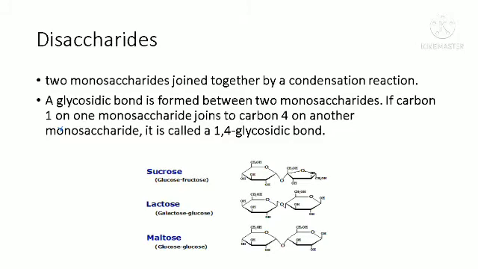Common disaccharides include sucrose, lactose, and maltose. These are commonly used as sweeteners. Sucrose is made from glucose and fructose. This is simply the common table sugar. The glycosidic linkage here is a 1,2 linkage.